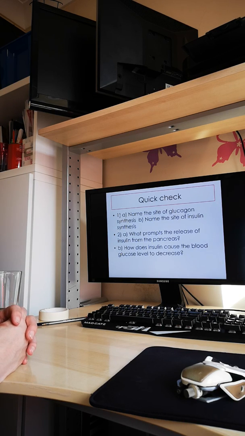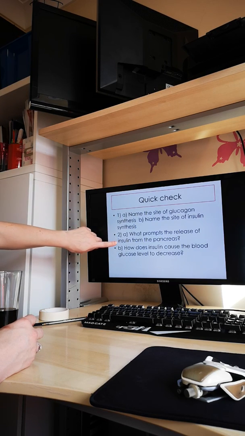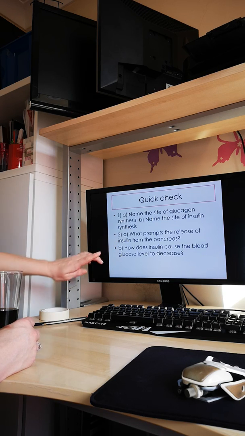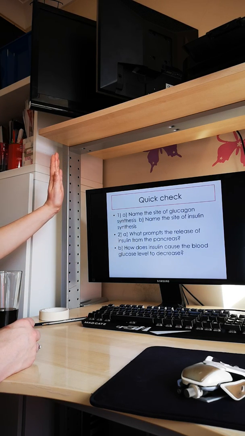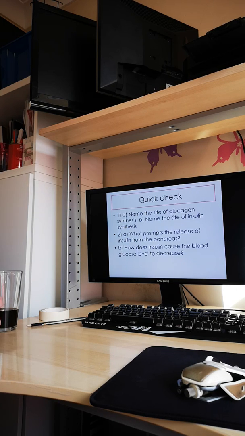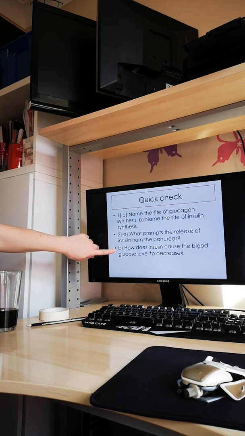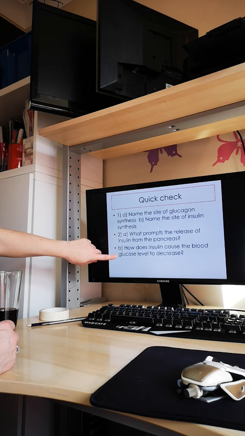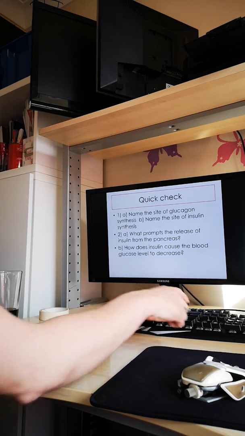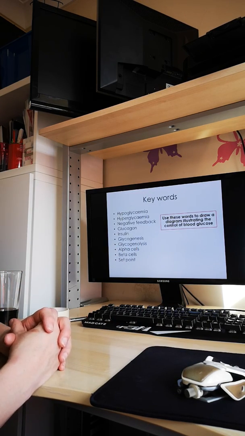So what prompts the release of insulin from the pancreas? We said that would be the detection by receptors of an increase in blood glucose, and the response that it coordinates would be to return that blood glucose back down. How does insulin cause the blood glucose level to decrease? We said it brings about responses where glucose is removed from the blood, but we'll have to see what they are next.